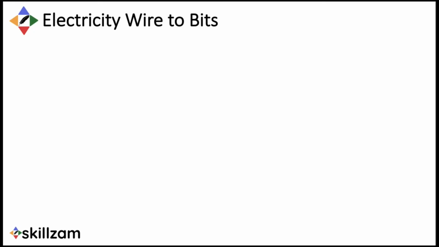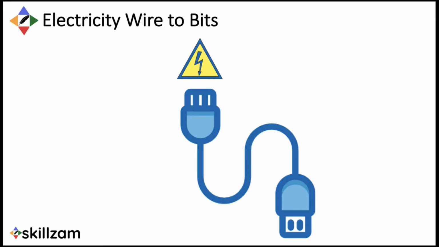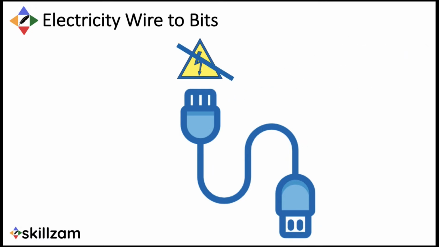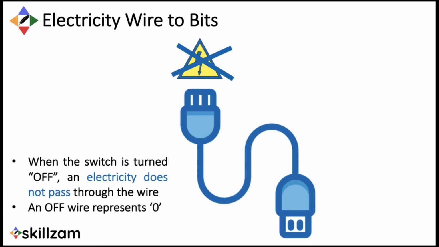Electricity wire to bits. In a computer, information travels over wires. The easiest way to convey information in a wire is to consider it on or off based on how much electricity is going through it. The top wire has a lightning bolt going through it, representing an electricity switch like a transistor. When a transistor switch is turned on, electricity passes through the wire, and an on wire represents 1. Similarly, when the transistor switch is off, electricity does not pass through the wire, and off represents 0.